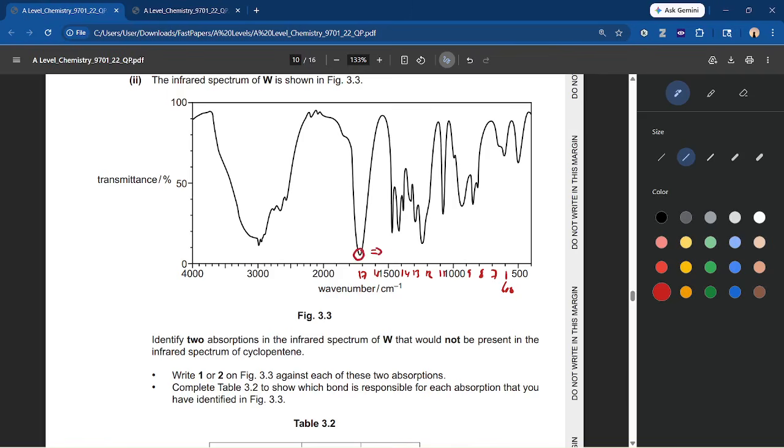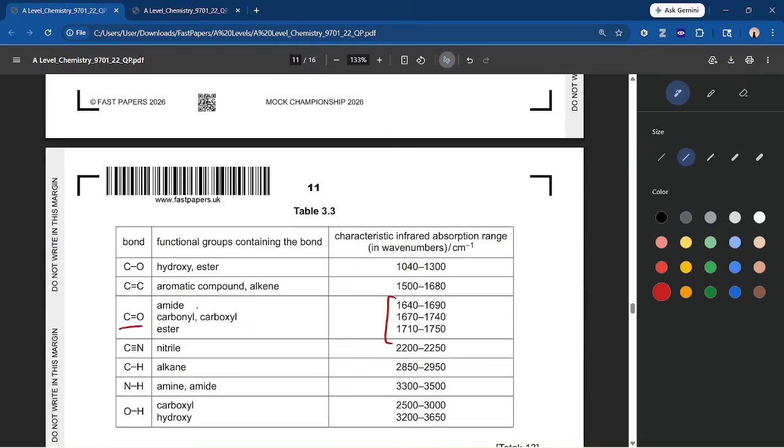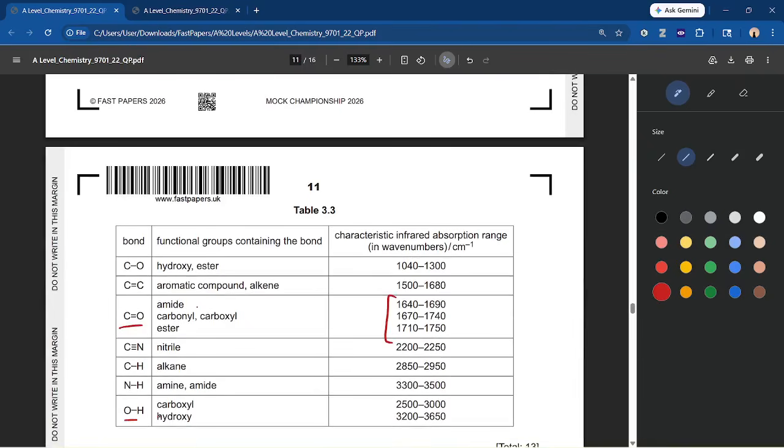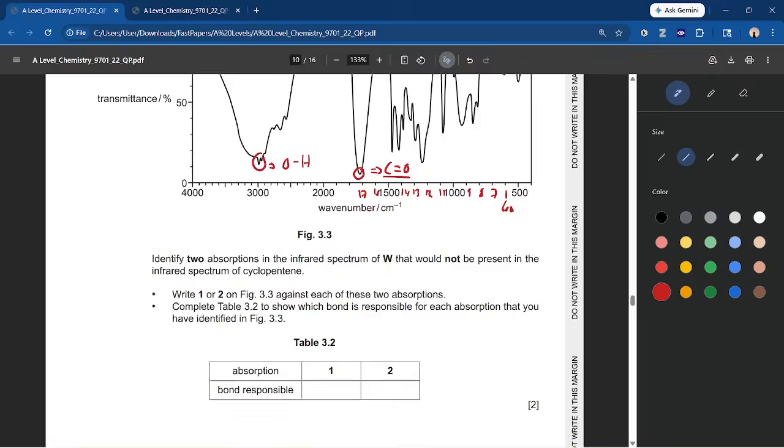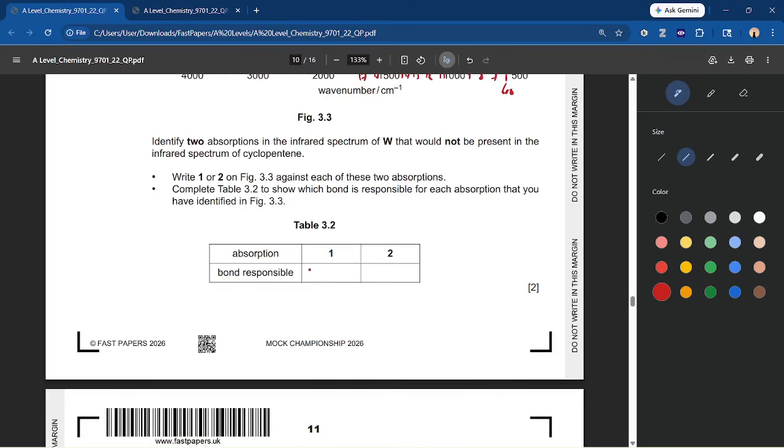So this is going to be your C=O bond. And the other one, we're looking for OH. So OH is the carboxyl bond, which is between 2500 to 3000. So if we look at 3000, there's a dip over here. So this is responsible for OH. So we're going to put down very clean the OH, and then you're going to write C=O.